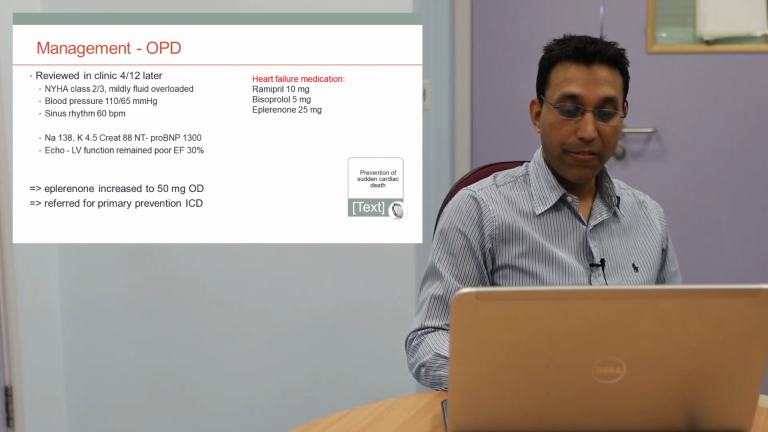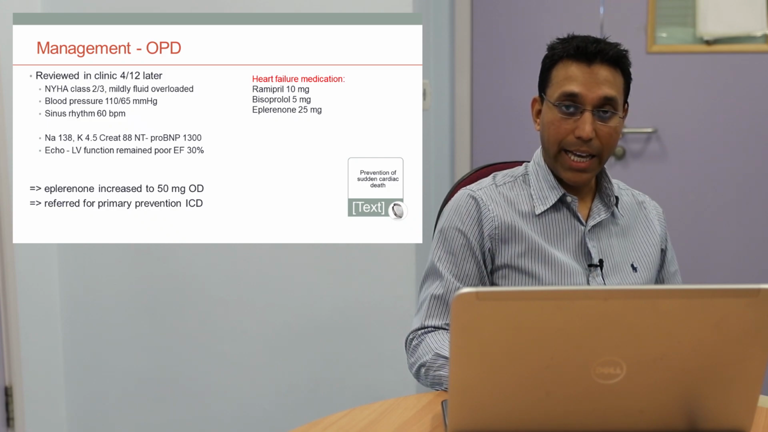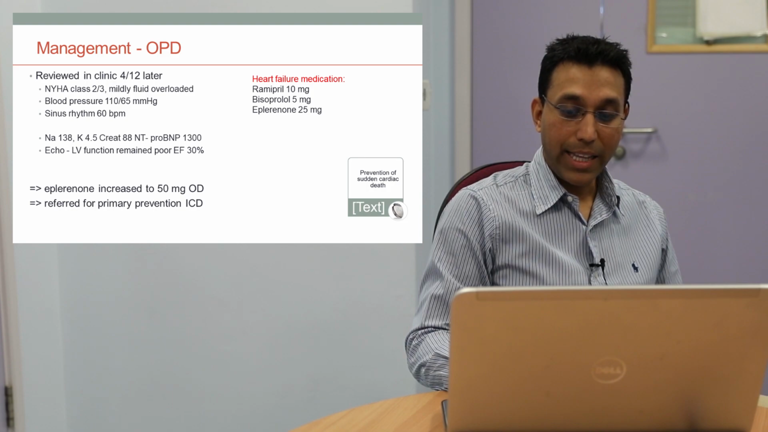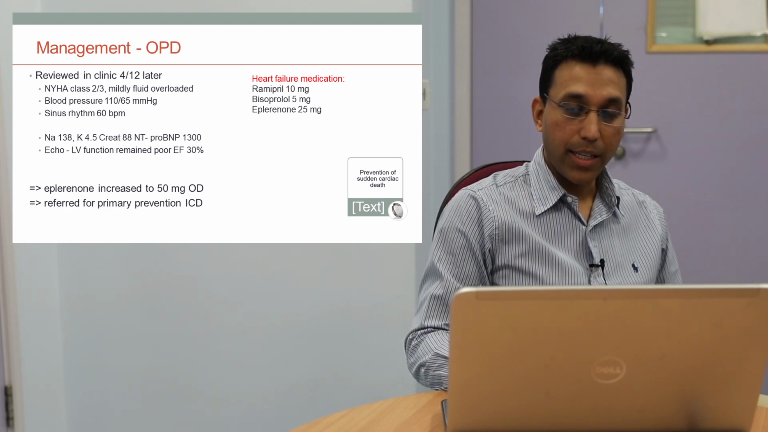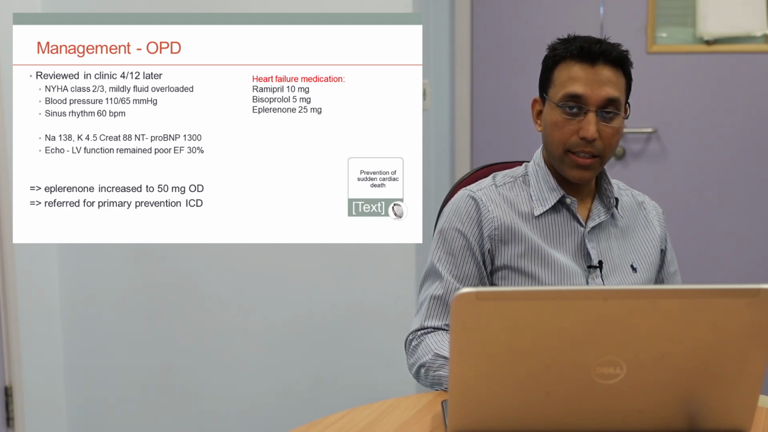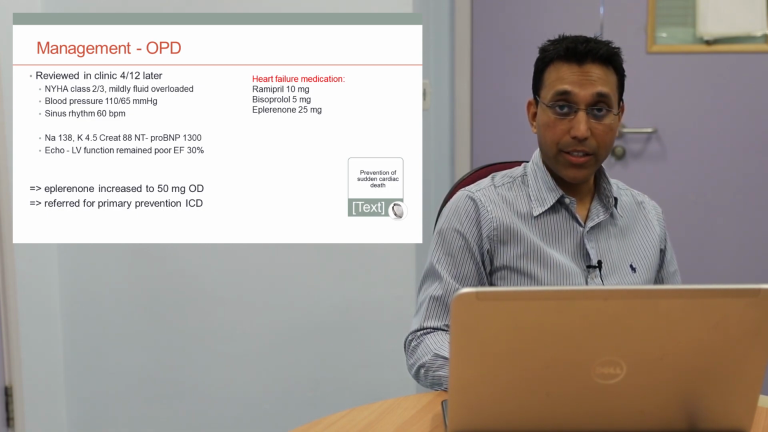Her eplerenone was increased to 50 milligrams once daily, and she was counselled and referred for a primary prevention ICD as her left ventricular ejection fraction remained poor on repeat echocardiogram. The guidelines confirmed that a primary prevention ICD in this setting is a class 1A indication in symptomatic patients with left ventricular ejection fraction less than 35% who have been on optimal medical treatment for greater than 3 months.